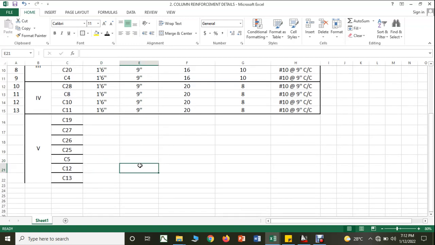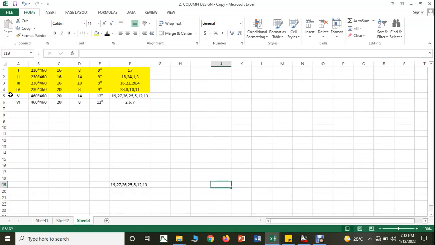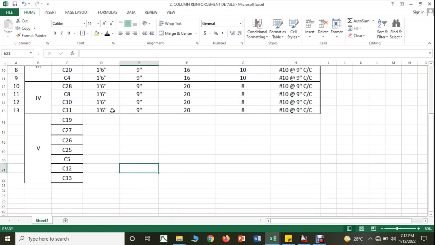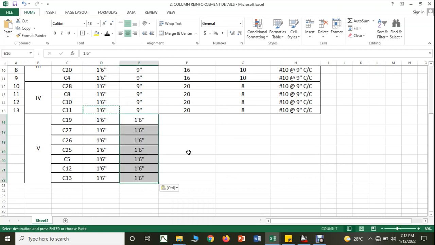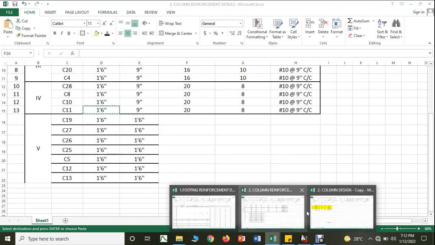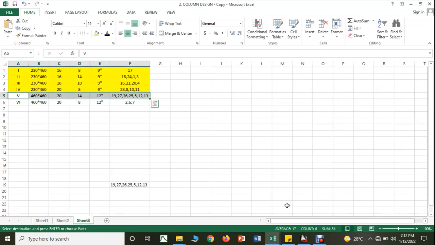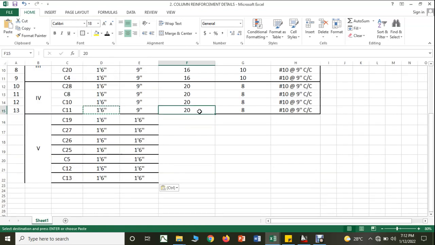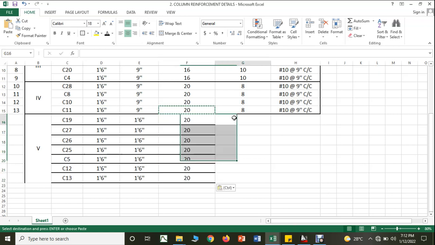Yes, so this is another group of column, group number 5, and what is its dimension? It is 460 by 460, that is 1 feet 6 inches by 1 feet 6 inches. Okay, and what about the numbers? 20 mm diameter of 14 numbers each.